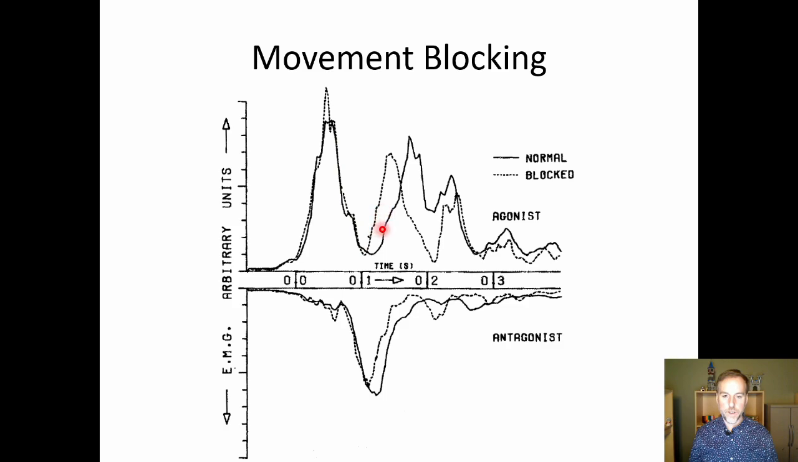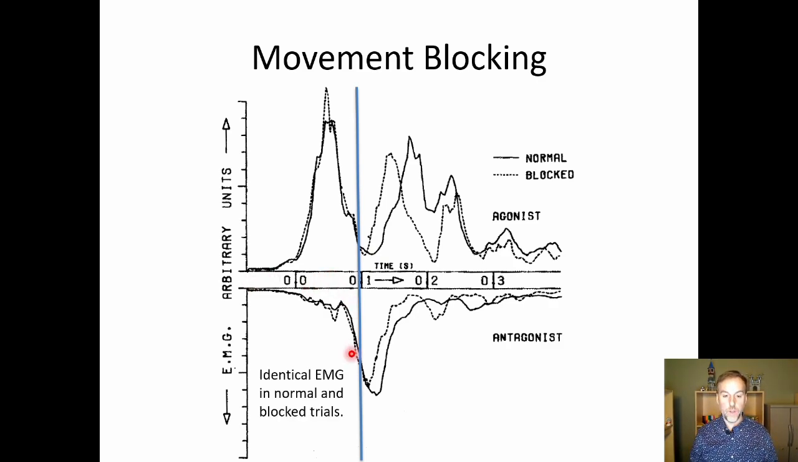Then there starts to be changes, right? Then these two curves are different. If we look at the antagonist, yep, comparable, comparable, comparable, comparable, comparable, until here. Notice where we are, 0.1 second, that's 100 milliseconds, and then things start to be different. So the conclusion here is when you move normally and when you're blocked, the EMG is identical for the first 100 milliseconds. So it's identical, from here to here. Same EMG, not statistically different.